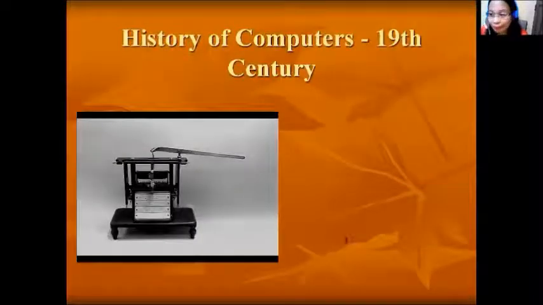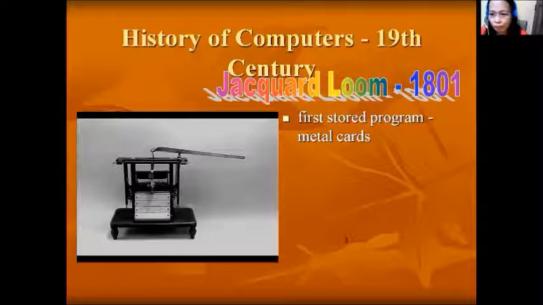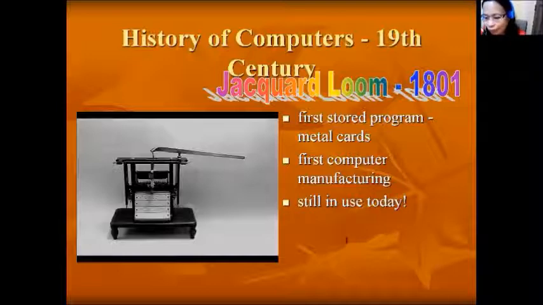Next, in the 19th century, we have the Jacquard loom. The Jacquard loom was created by Joseph Jacquard in 1801. It was the first stored program using metal cards, the first computer manufacturing, still in use today. This is composed of multiple punch cards, actually, the Jacquard loom. It was created, of course, for looms, for weaving. That's why it's called the Jacquard loom.